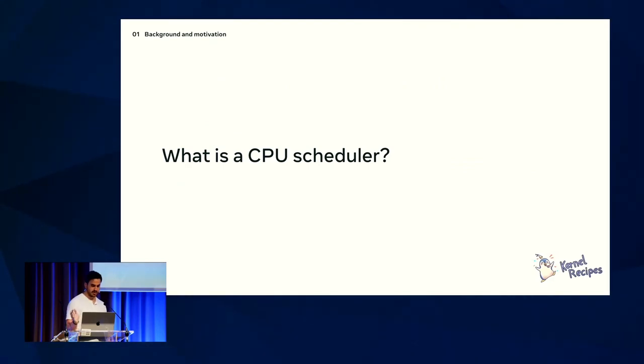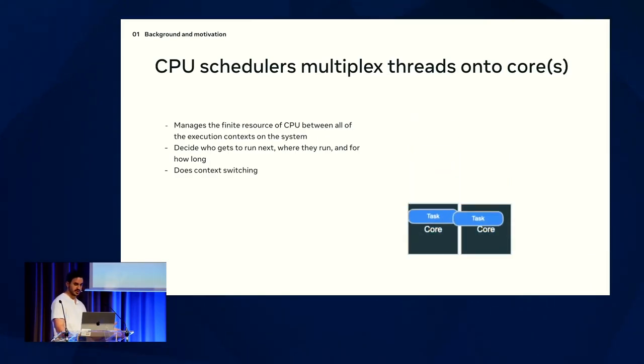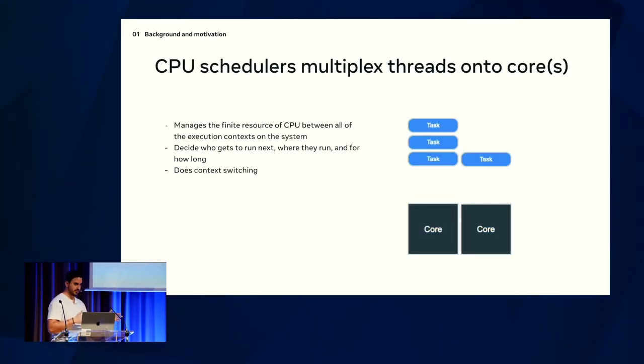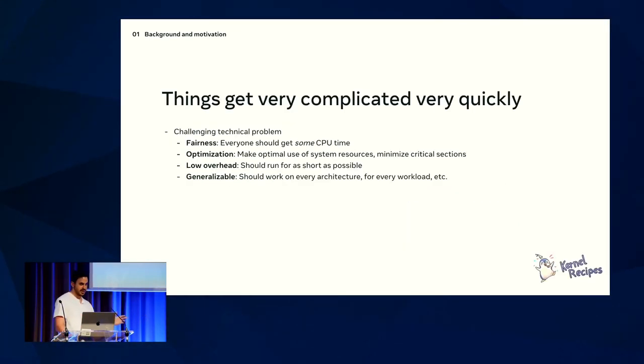To start with, let's talk about what a CPU scheduler is, for those of you who may not know. It's pretty simple. It's the component of the system that decides which threads get to run where and when they get to run. You have multiple cores, you have multiple threads, and the scheduler decides you get to run on CPU 0, you get to run on CPU 2, et cetera. Conceptually, it's simple. Obviously, it's extremely complicated, not simple at all.